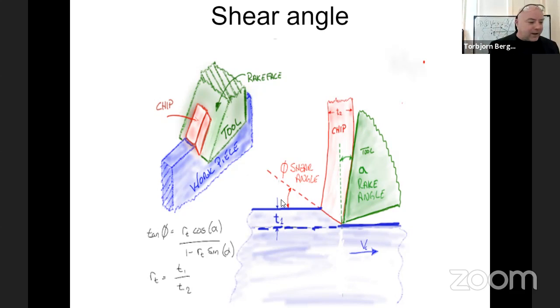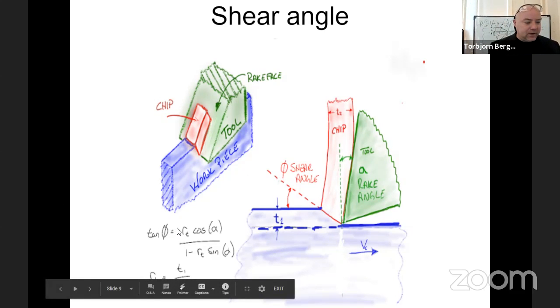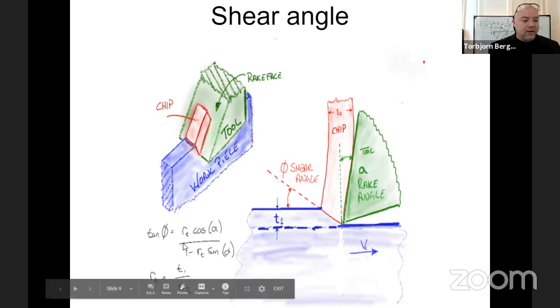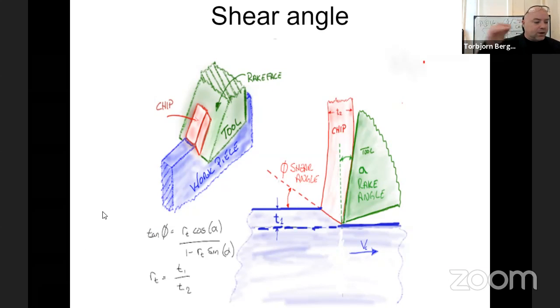But we could prove mathematically that the tangent of the shear angle equals the ratio of the chip thicknesses times cosine of alpha divided by one minus the ratio of the chip thicknesses times the sine of alpha, where the ratio is T1 over T2. And I've done it. You could do it if you want to channel that ninth grade you. But this is true, and you can just show it from the geometry of the diagram. That shear angle, tangent of shear angle equals RT cosine alpha divided by one minus RT sine alpha.